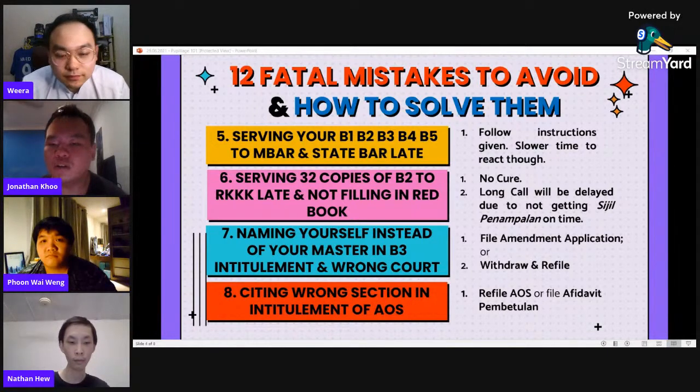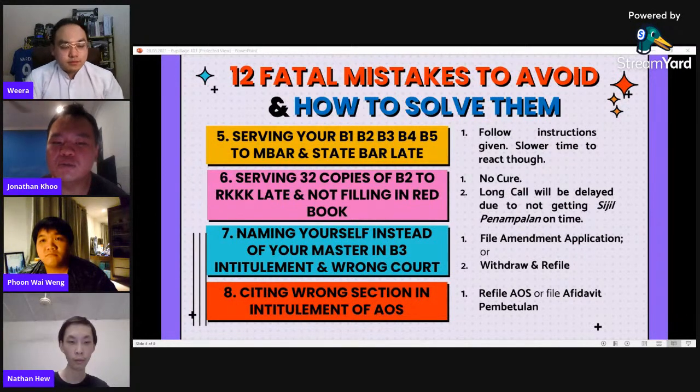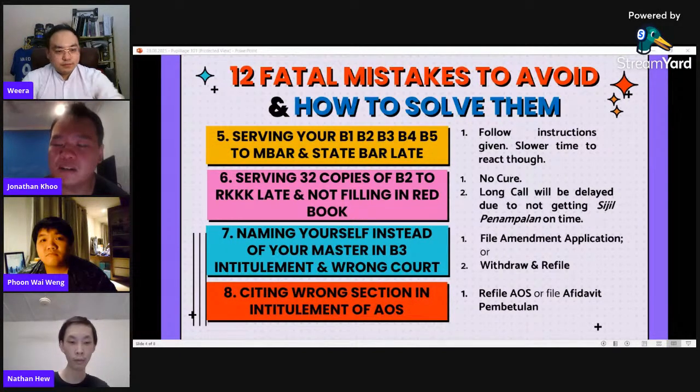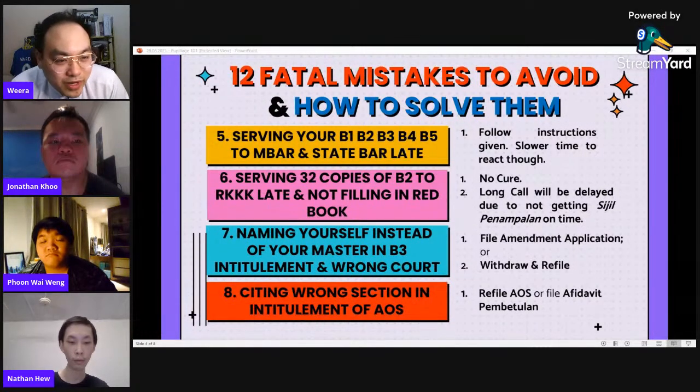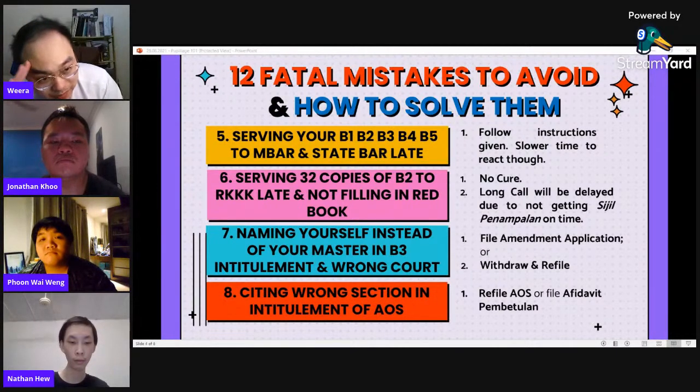Okay, moving on, we would be addressing the 32 copies of Borang 2 to the RKK. Before I pass it to Weera, I would preface this by saying, even though this is in relation to Borang 2, which is an early document, part of the originating procedure, this is in relation to your long call. But yeah, Weera?